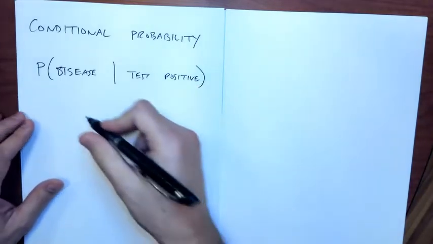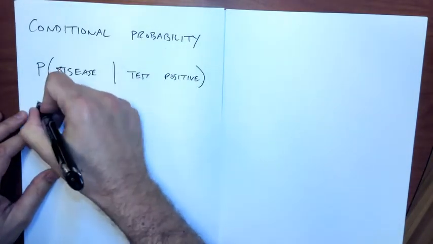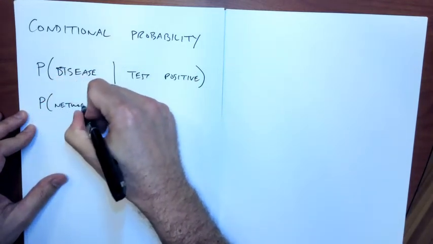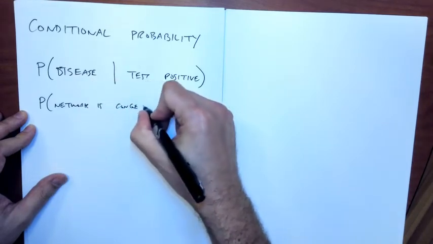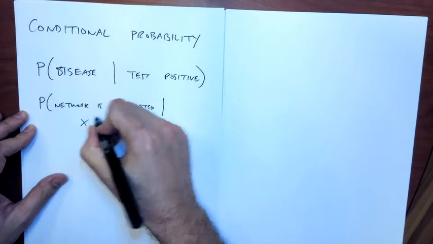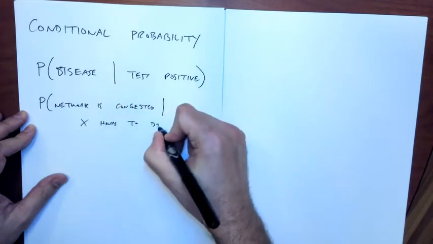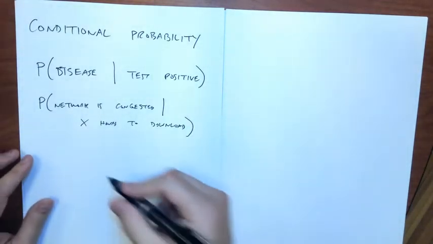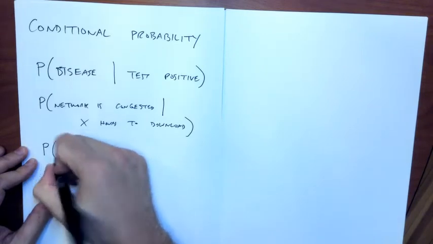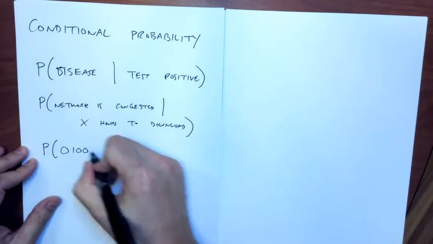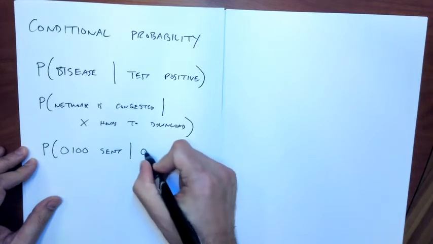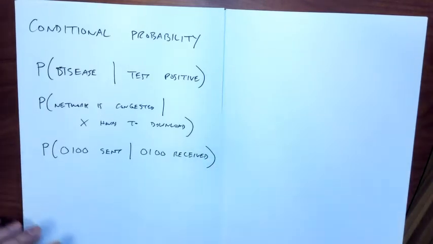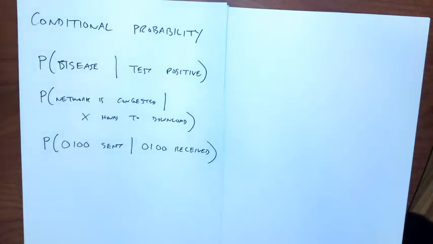Or something like, what's the probability that the network is congested given that it took me X hours to download this torrent. Not that anyone torrents anymore. Or in a communication system, what's the probability that this message was sent given that this is the message that was received, right? Because we know that in real-world communication channels, symbols get mixed up a lot.